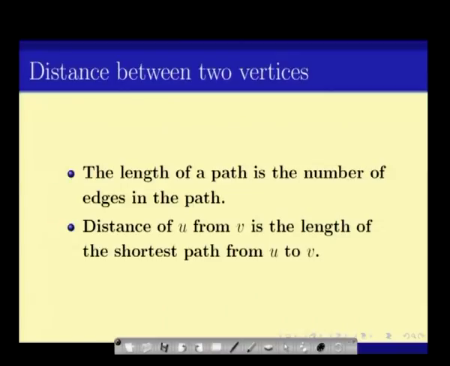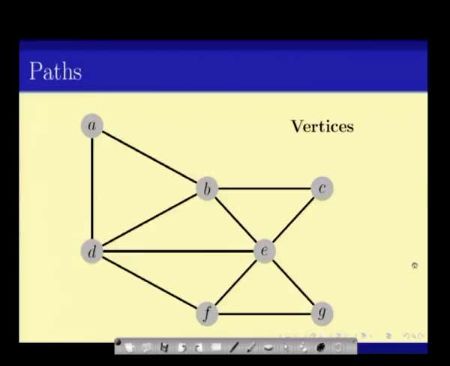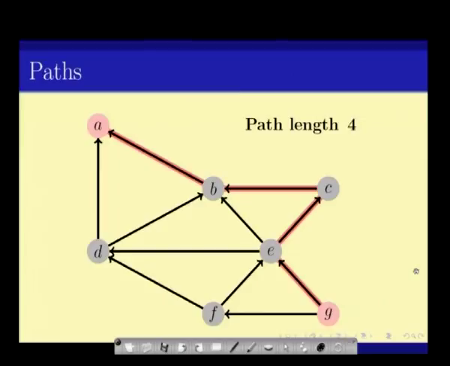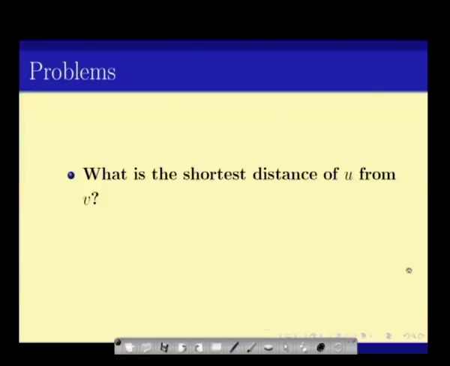Another important notion is the concept of distance. So, I have a path from, say, u to v. We say that the length of the path is the number of edges in this path. So, the distance from u to v is the length of the shortest path from u to v. For example, here we have this graph and consider this path. This is a directed path from G to A. The length of this path is 4, whereas this is not the smallest one because I have a smaller path.